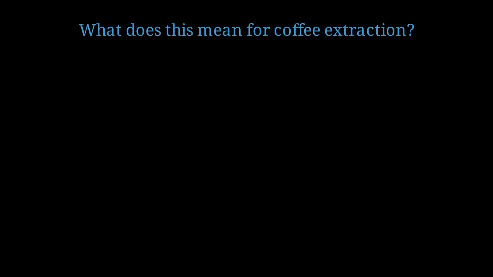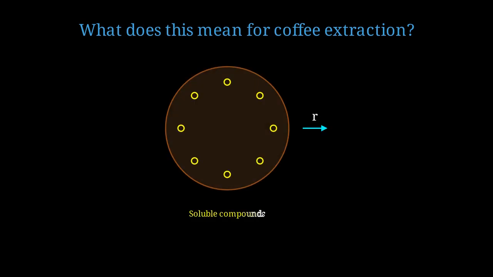Let's think about a single spherical coffee particle being extracted. Imagine a spherical particle of radius r. The soluble compounds must diffuse from the center of the particle to the surface, where they dissolve into the water. Here's a critical insight. The time it takes for molecules to diffuse out depends on the square of the particle radius. The diffusion time scales as r squared over D. This is incredibly important. If you double the particle size, the extraction time increases by a factor of 4.